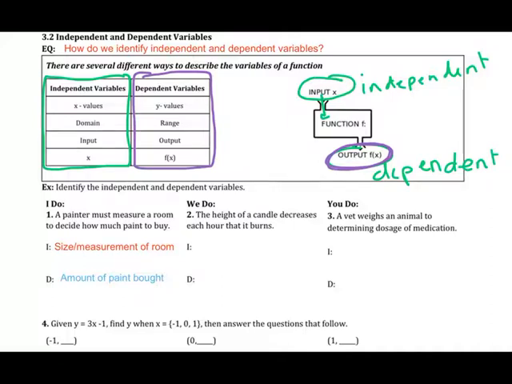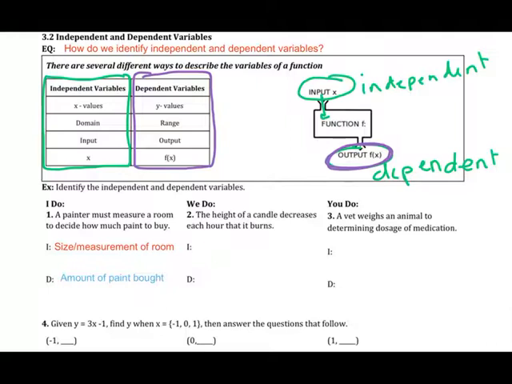So what is determining the other? Is the height of the candle telling me how many hours have passed, or is the number of hours determining the height of the candle? I'm going to give you a little secret. 99% of the time, time is going to be your independent variable because we can't control time. That makes your dependent variable the height of the candle.